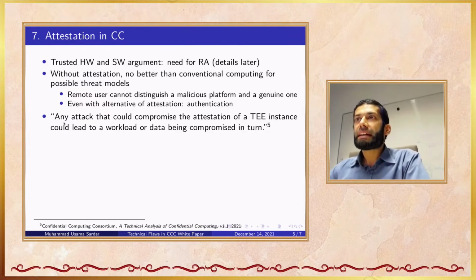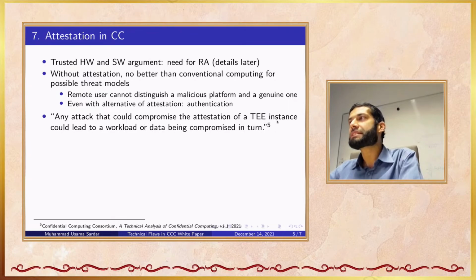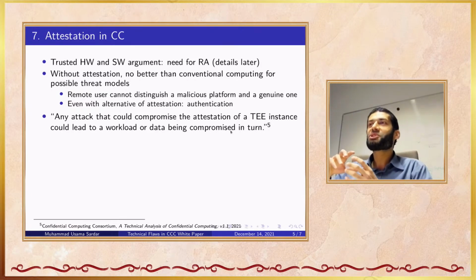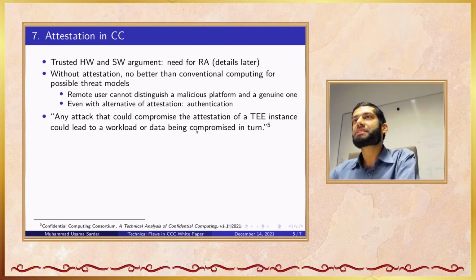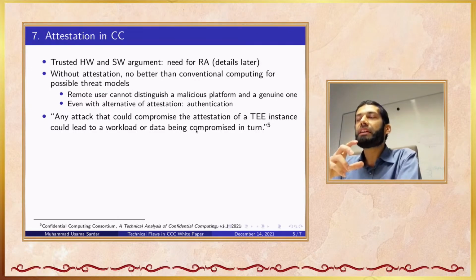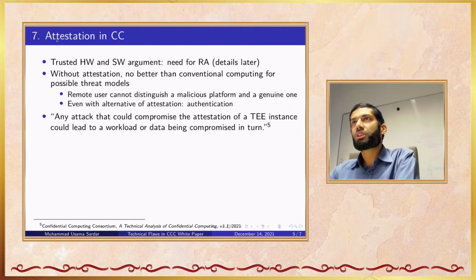What we find really ironic is that the consortium itself acknowledges the importance of attestation by saying that any attack that would compromise the attestation of a TE instance could lead to a workload or data being compromised in turn. However, this is not reflected in the definition of confidential computing. This is one of our major concerns: we find the definition of confidential computing incomplete without an explicit mention of the attestation process. So that's what we claim, that attestation should be a part of the definition of confidential computing.